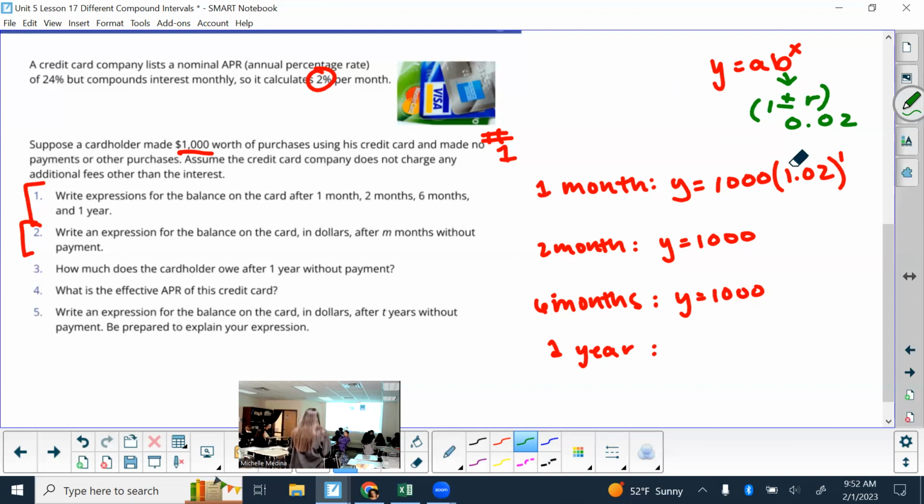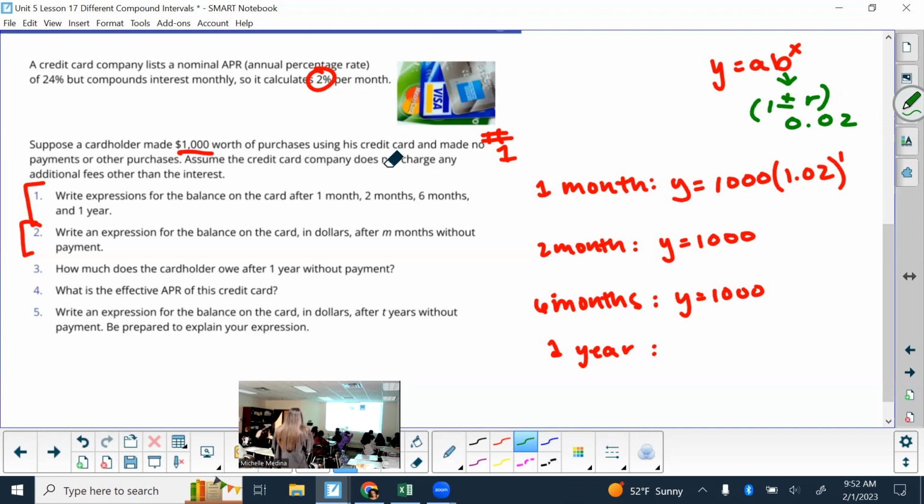Table 3, would this one be growing or decaying? If it's 1.02, is it growing or decaying? Growing, so that's why it's the 1 plus. All right, if we were decreasing, then it would be 1 minus, and it'd be smaller than 1. Question?